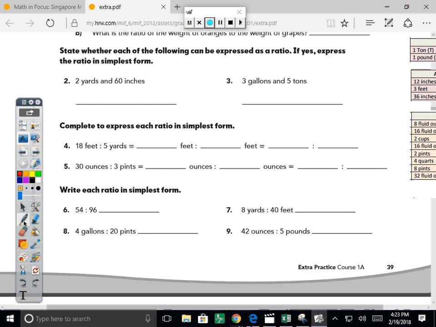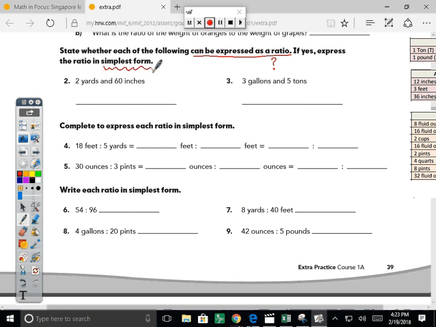If you take a look, we're given a couple of examples. So we're supposed to state whether this example can be expressed as a ratio. So that's really the question. Can it be expressed as a ratio? And if yes, I'm going to want to write that ratio in simplest form. I'm going to want to simplify when I'm done.